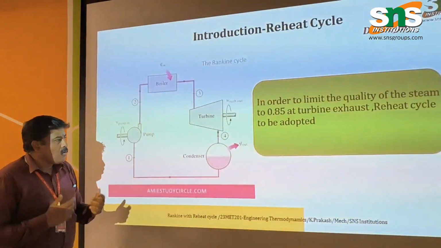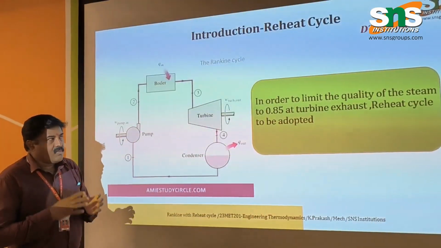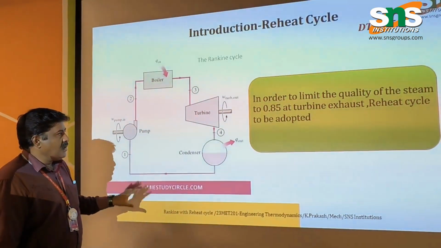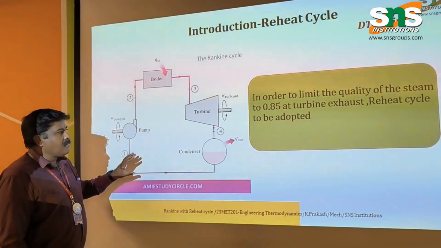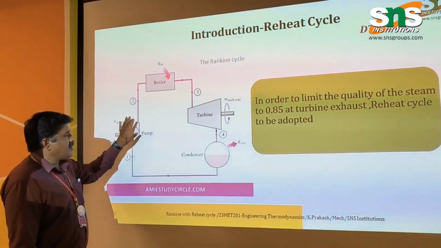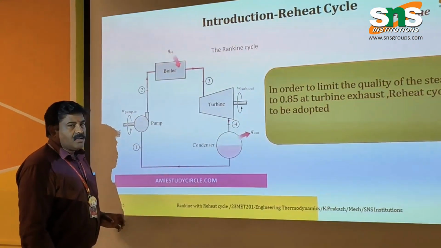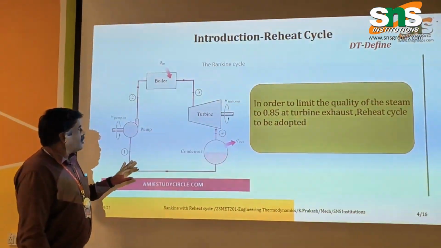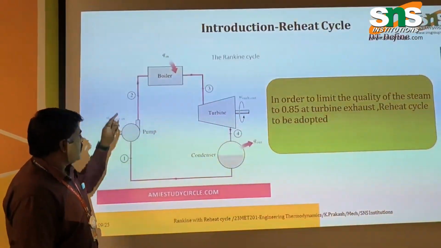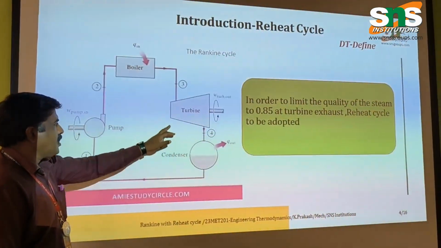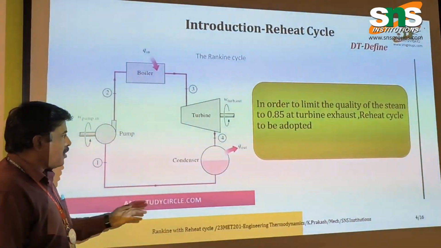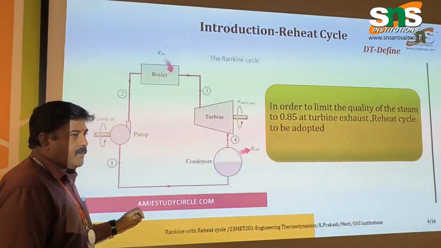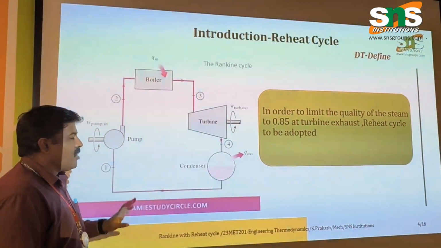Now, how do we address this? We define the reheat cycle. In the reheat cycle, the problem we define is that the dryness fraction has to be increased, that is, the quality of the steam has to be increased. Here there is a boiler, a pump, a condenser, and a turbine. The same process takes place, but we are going to increase the thermal efficiency and the quality of the steam.